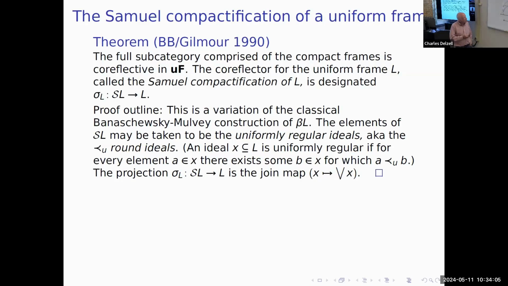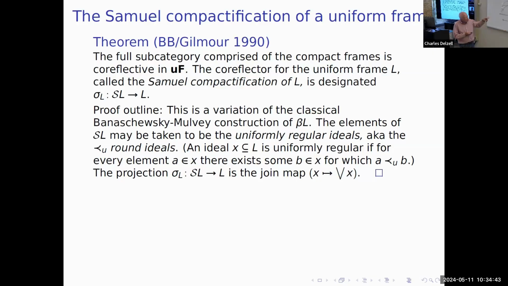And in fact, the way that you get this compactification, this, by the way, is the uniform version of Čech-Stone compactification, the compact coreflection in the uniform context. The way you build it is exactly the way that you build the compactification in the classic Banaszewski-Mulvey construction of beta L. That is, you simply take the round ideals. The difference here is that round means round with respect to this uniformly below relation that we were talking about.